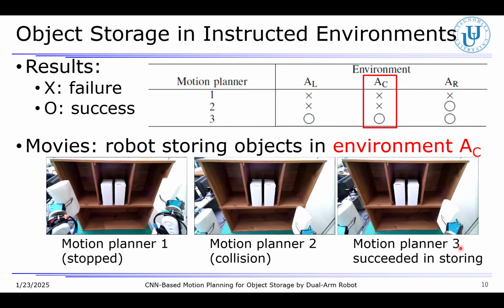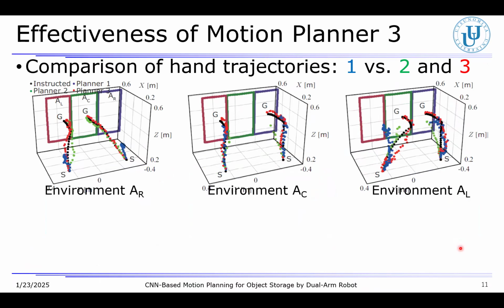For these results indicating the effectiveness of the third motion planner, we here first focus on the hand trajectories of the robot depending on the first, second, and third motion planners. First off, from these two left figures, we can see that the robot based on the first motion planner stopped moving the hands before the shelf.